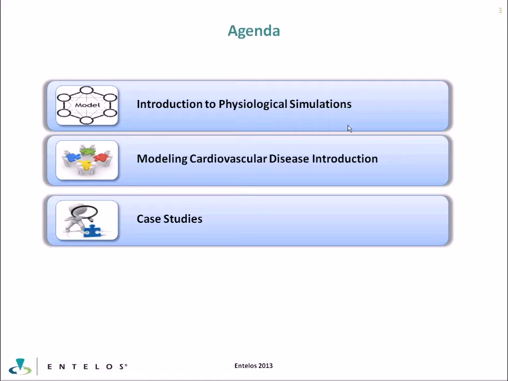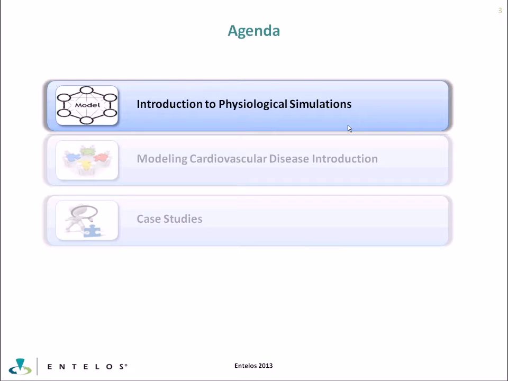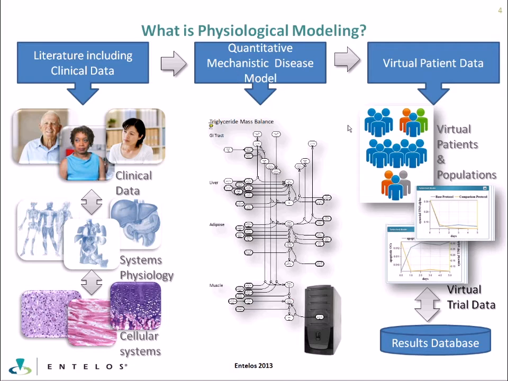Okay, so today we're going to dive into three main agenda items. Let's start with an introduction to physiological simulations. With advances in medical sciences and technologies, now we have the luxury of having access to rich multidimensional data ranging from clinical data, physiological data at system level, and information at molecular and cellular level. The question is how to best leverage the rich information and make smarter drug development decisions.